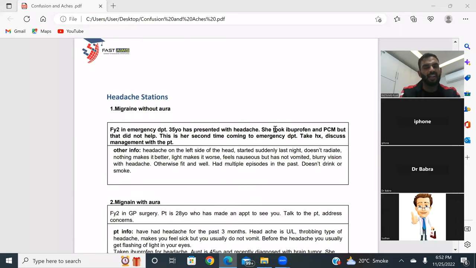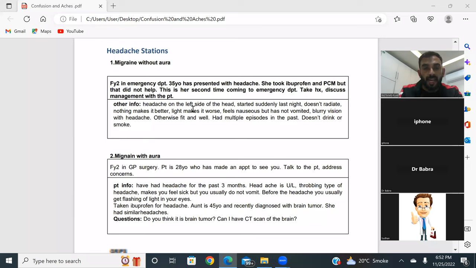Now let's come towards our scenario. The patient presented with headache, took different paracetamol, but it did not help. This is her second time coming to the emergency. Take the history. Headache on the left side started suddenly, does not radiate, nothing is making it better, light makes it worse. Patient feels nauseous, but is not vomiting.